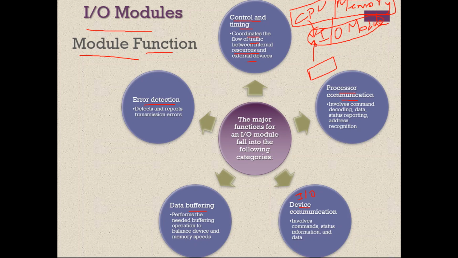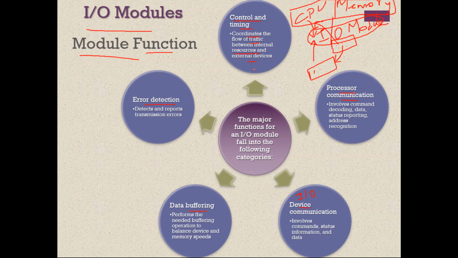Here, coordinating means what? If data is coming from the keyboard and one character comes, the IO module will not immediately send it to the CPU. Rather, it will keep it in the buffer. It will wait for 10 characters or 20 characters or 100 characters to come. Once that many characters have come, it will send them to the CPU, because the CPU wants data at a faster rate, right? Similarly, when data is flowing from the CPU to the IO device, the CPU is sending fast, so it will keep it in the buffer. But the IO device cannot receive it at that rate. It may be able to receive at a very slow rate. So according to the rate of the IO device, it will send the data at that speed, right? That is called control and timing. So it basically coordinates the flow of traffic between the internal resource and the external devices, right?